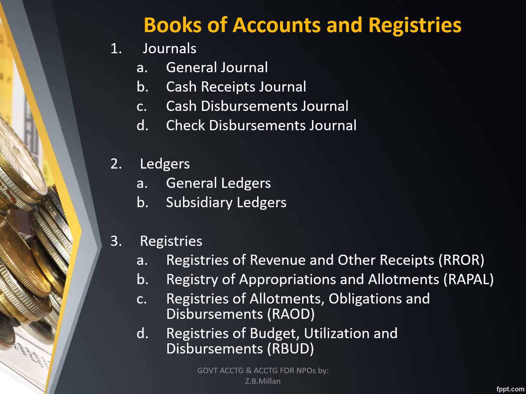And for the registries, we have registries of revenue and other receipt, or ROR, registry of appropriations and allotments, or RAPAL, registries of allotments, obligations, and disbursement, or RAOD, registries of budget, utilization and disbursement, or RBUD. So these books and registries and recording in these books and registries will be discussed naman later.